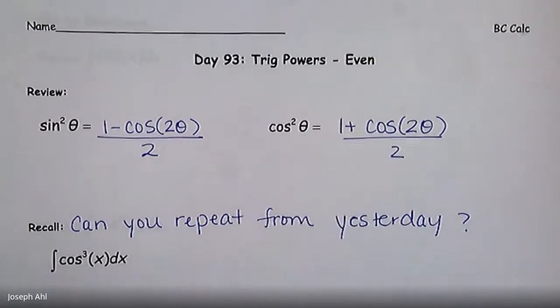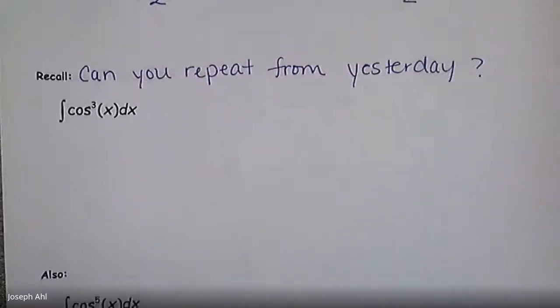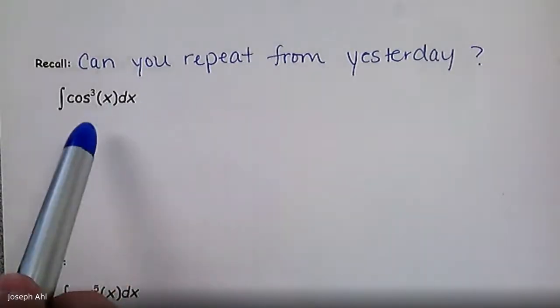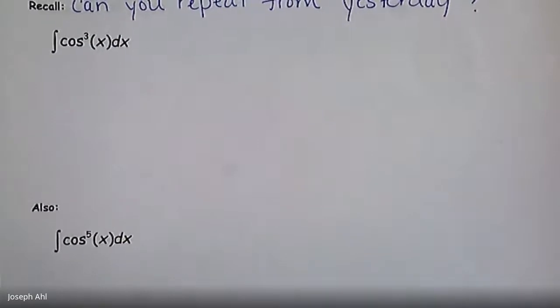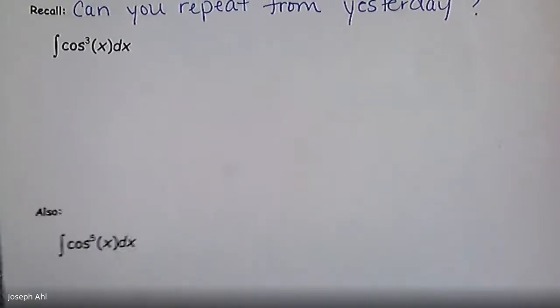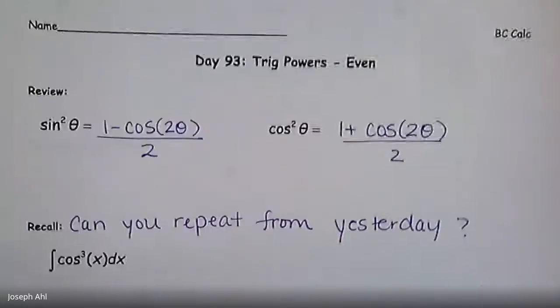But then from there, it says, can you repeat these from yesterday? I'll leave it up to you. If you think you want a little bit more practice with some odd powers, here's cos cubed and cos to the fifth. I'll show you the logic and the procedure for these next time we're in class. So if you need a little bit of assistance, let me know. But otherwise, if you want some extra practice, there's cos cubed and cos to the fifth again. So let's jump right into the new stuff then.